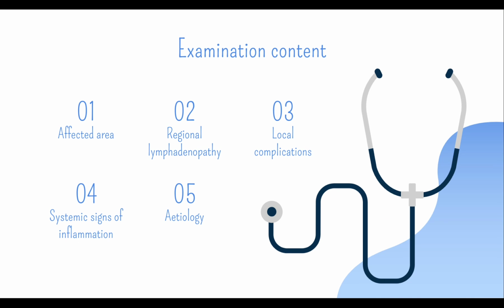For short cases, we have to have an order, because due to the stress we can forget what we have to examine. This is the order I followed in my short cases in cellulitis. First, you have to look for the affected area. The second is regional lymphadenopathy. Third is the local complications. Fourth, systemic signs of inflammation. And fifth is the etiology. When you have an order for the short case, you won't forget anything in the middle.